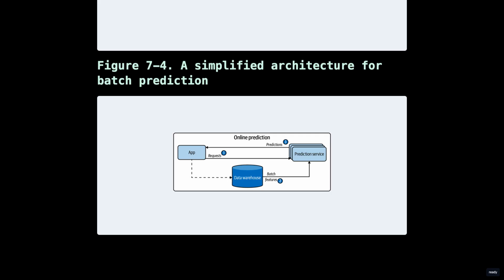Track the request coming in, the feature lookup, and the model response going back out. Even in an online system, the model may still rely only on pre-computed historical features. The difference is that the prediction is requested on demand.